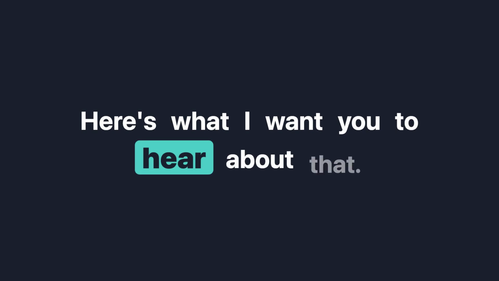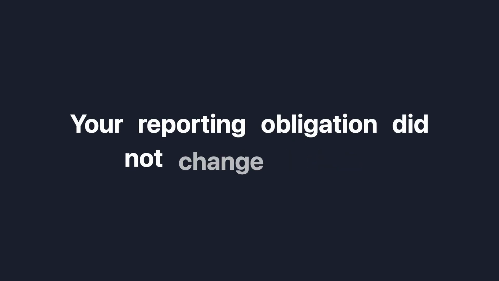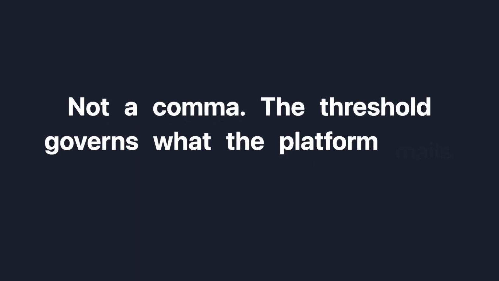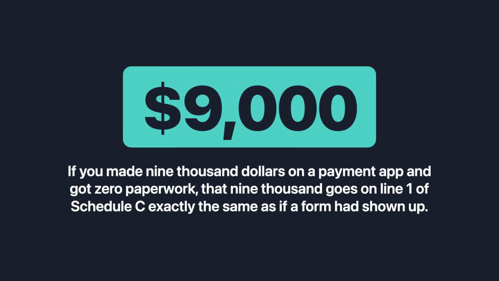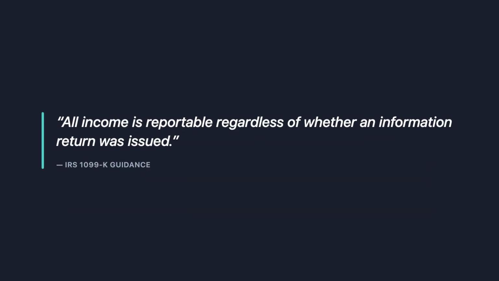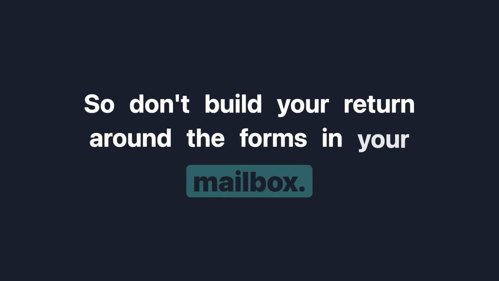Here's what I want you to hear about that. Your reporting obligation did not change one bit. Not a comma. The threshold governs what the platform mails you and the IRS. It says nothing about what you owe. If you made $9,000 on a payment app and got zero paperwork, that $9,000 goes on line 1 of Schedule C, exactly the same as if a form had shown up. The IRS's own 1099-K guidance is blunt about this. All income is reportable regardless of whether an information return was issued. So don't build your return around the forms in your mailbox.